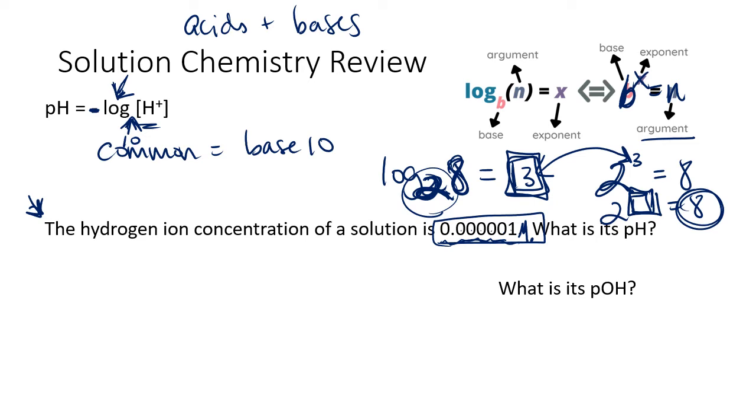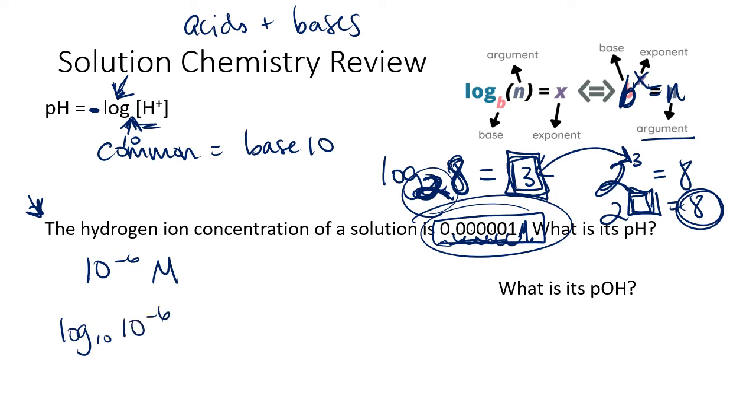So I'm actually going to convert this to scientific notation. This is going to be 10 to the minus 1, 2, 3, 4, 5, 6. 10 to the minus 6 molarity is what this number is, just in scientific notation. I'm putting that into scientific notation because now all I need to do is find the exponent on the 10, and I already have an exponent on the 10. Where we're looking for log base 10 of 10 to the negative 6.